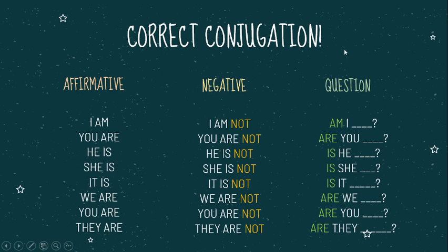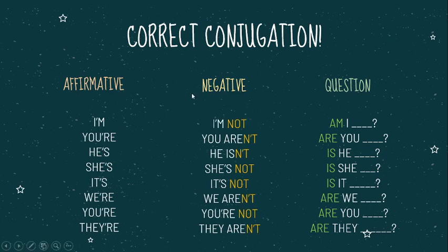Obviously, this is not the only form that we can use for the correct conjugation of the verb to be. Also, we have the contracted form. In contractions, what we do is make sounds shorter. This is a common practice of native speakers. So we also have to get used to using these forms. Let's start with the affirmative contraction.